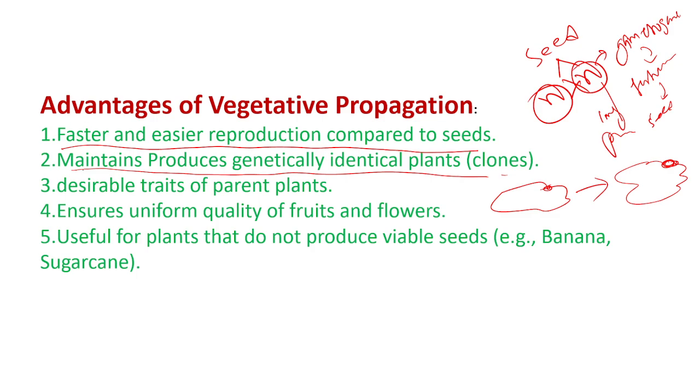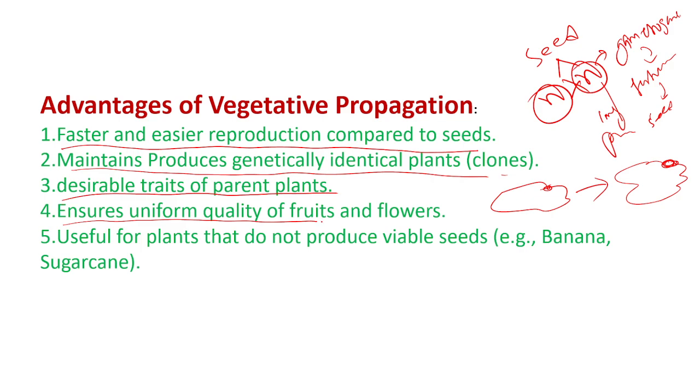And another point is the desirable trait of the parent plant. In vegetative propagation, the most important advantage is this: maybe we desire a trait, but the plant is old. When we propagate a new plant with the help of vegetative reproduction, we obtain the trait we desired. And another good point is that it ensures uniform quality of fruit and flower.